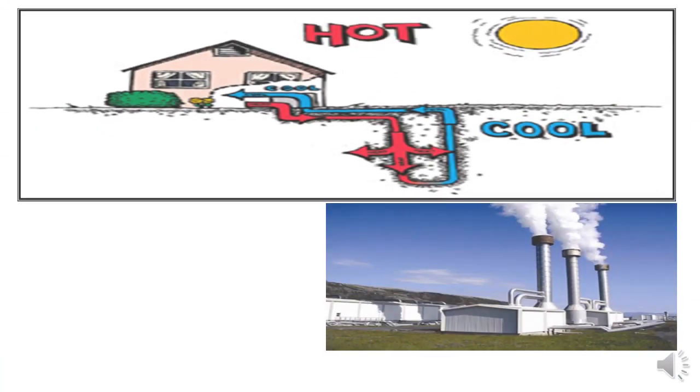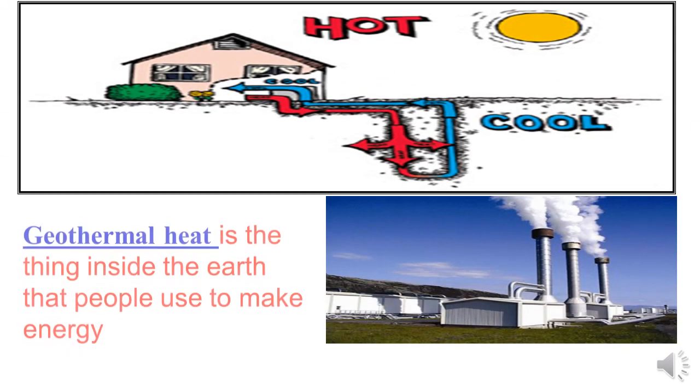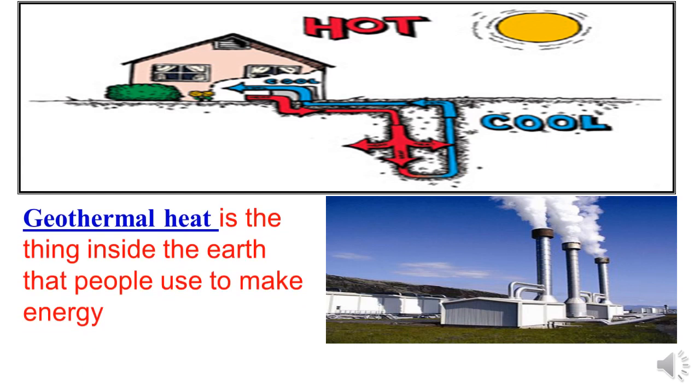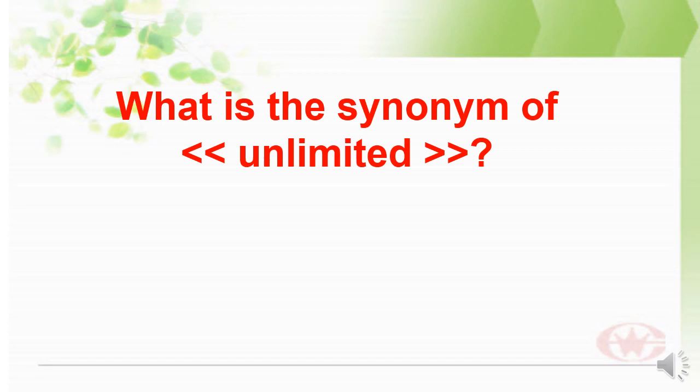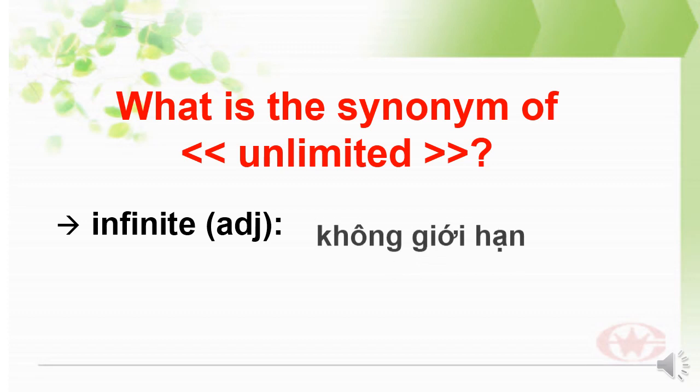Look at the pictures. Can you guess the next word? It is geothermal heat. Geothermal heat is the thing inside the earth that people use to make energy. So what does it mean in Vietnamese? Geothermal heat. It means địa nhiệt. What is the synonym of the word unlimited? It is infinite, không giới hạn.